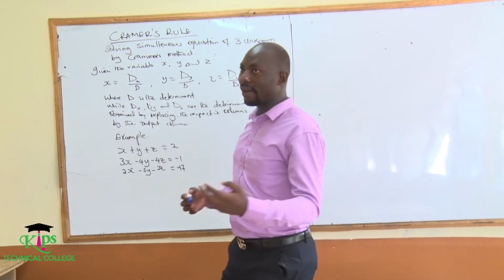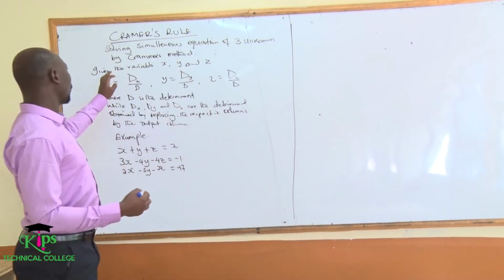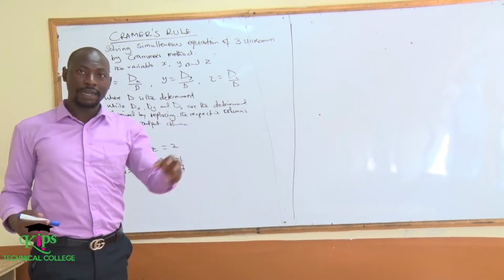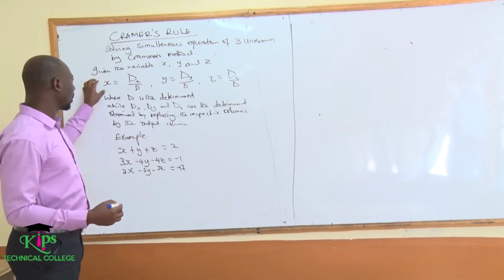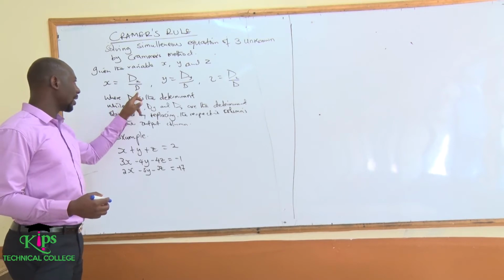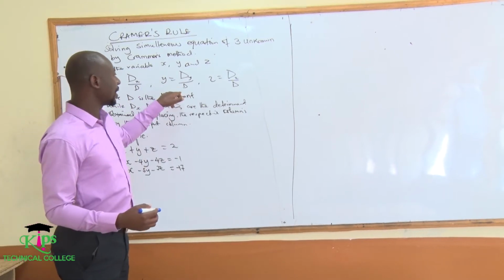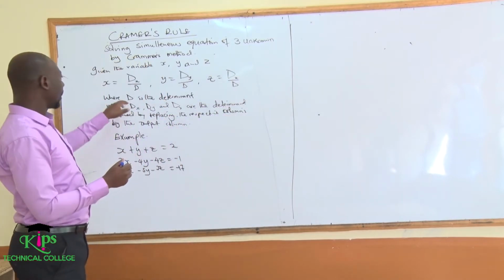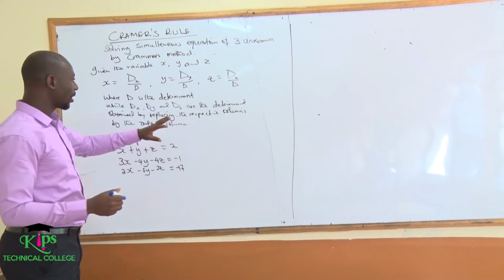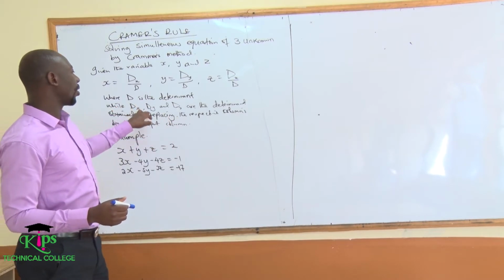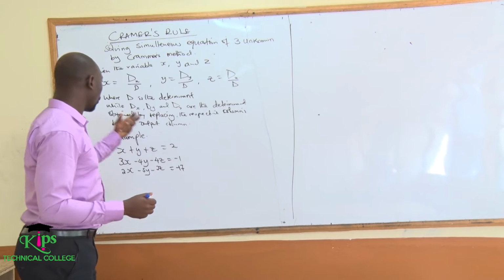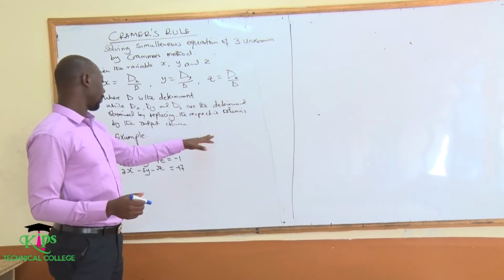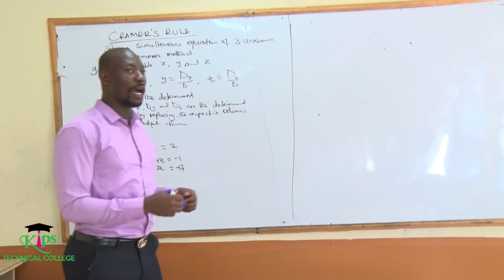A simultaneous equation of three unknowns may have three variables, for example x, y, and z. To get the values of these variables, you use the formula: x is given by D along x all over D, y is given by D along y over D, z is given by D along z over D, where D is the determinant of the 3x3 matrix, and D along x, D along y, D along z are the determinants obtained by replacing the respective columns by the output column. We are going to see an example and see how we replace them.